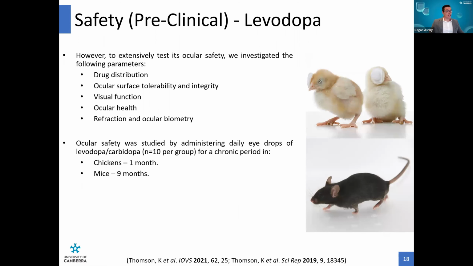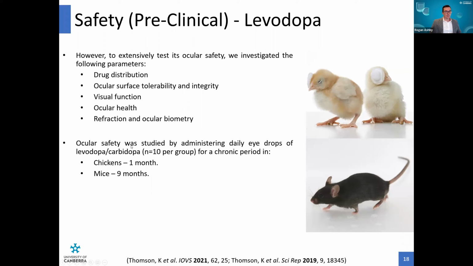However, obviously, it's important that we actually test this. And so we've done extensive ocular safety testing, investigating the following parameters. The first thing was drug distribution. When we target the corneal surface, where does the drug actually get distributed within the body? We looked at ocular surface tolerability and integrity, visual function, ocular health, refraction, and ocular biometry.